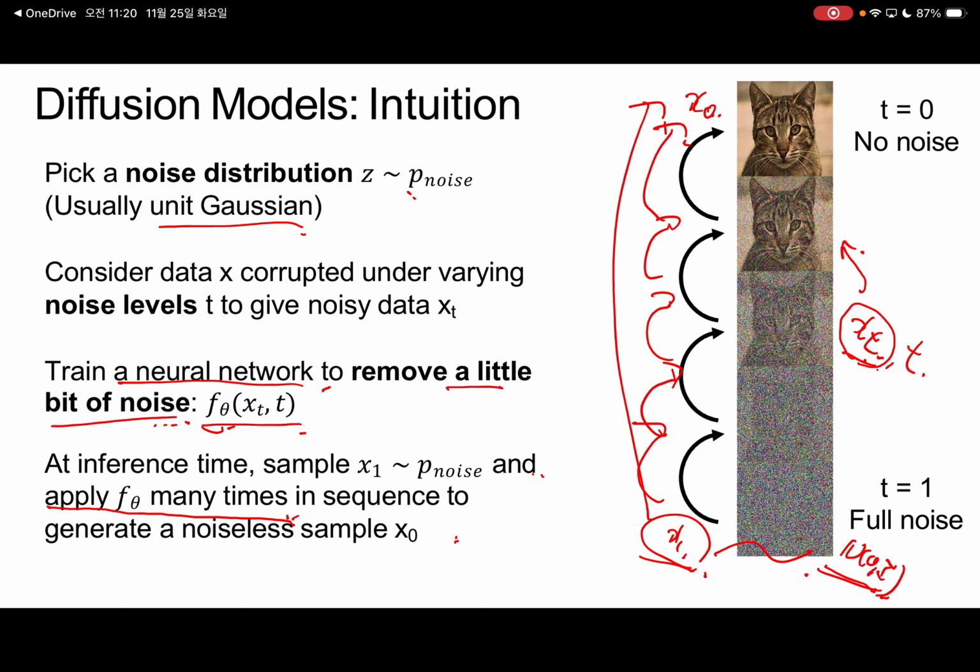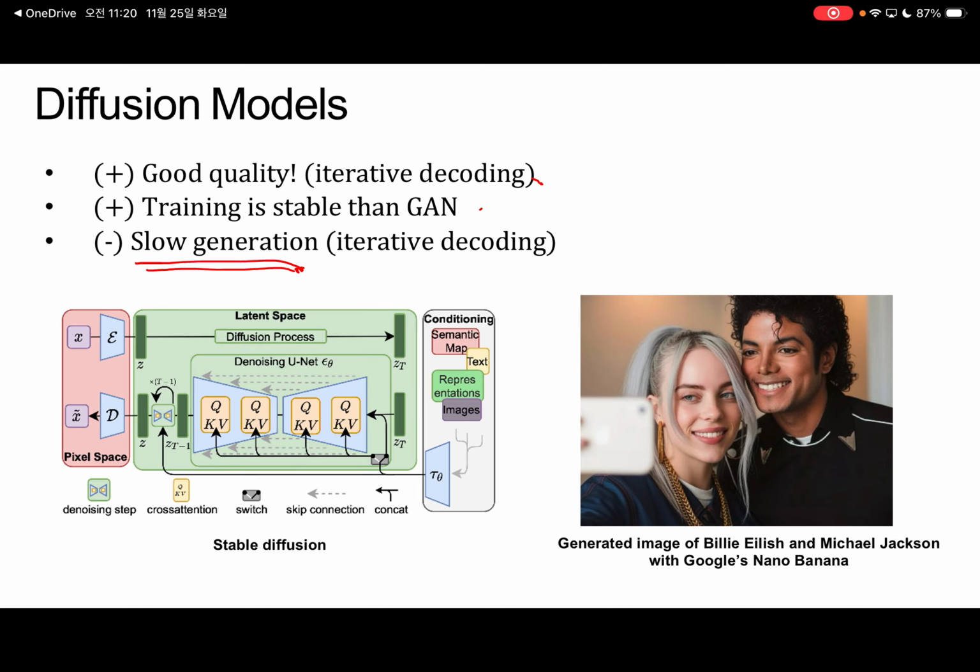The reason is that we apply f theta many times. Instead of iterative progressive denoising, VAE and GAN go directly to x0 from x1, right? But the diffusion network progressively denoises the sample. That is the reason for good quality, and at the same time, slow generation.